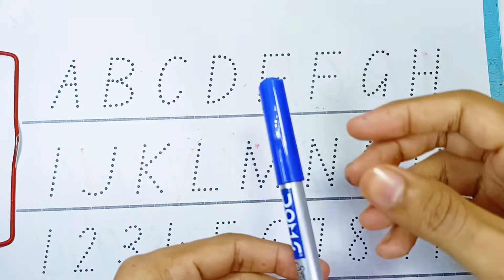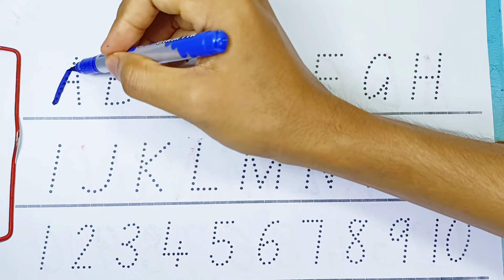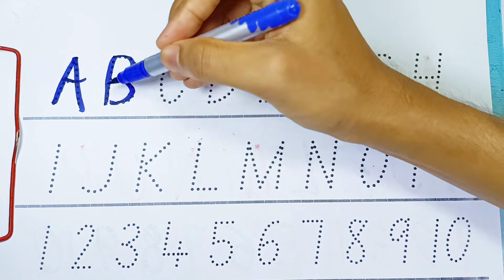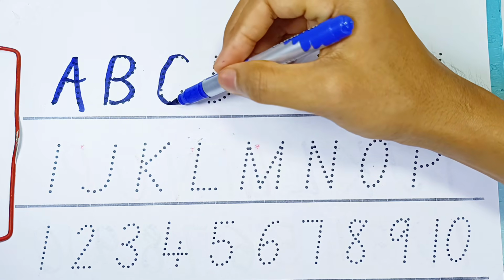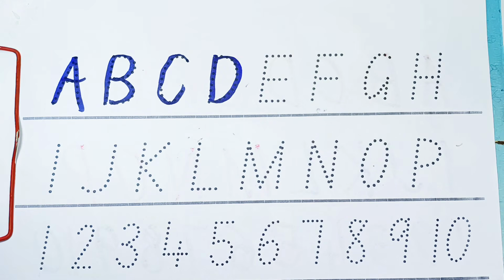First we're using the color of blue. Blue color. And now we're writing A. A for apple. The next one is B. B for ball. C. C for cat. D. D for dog.